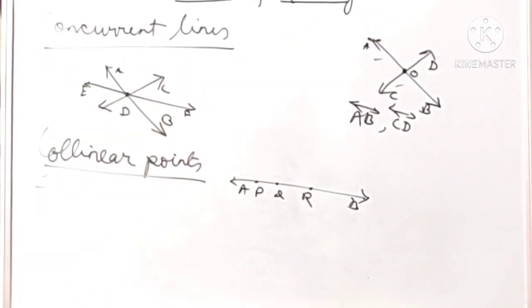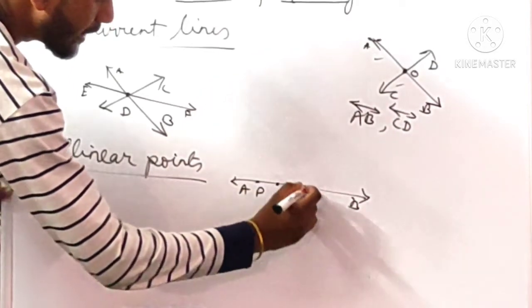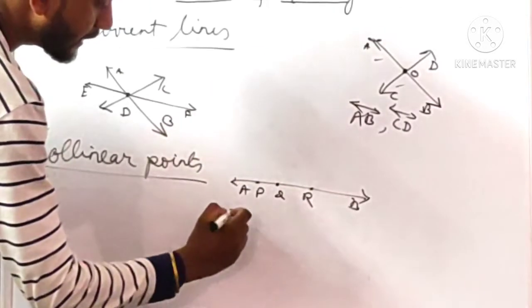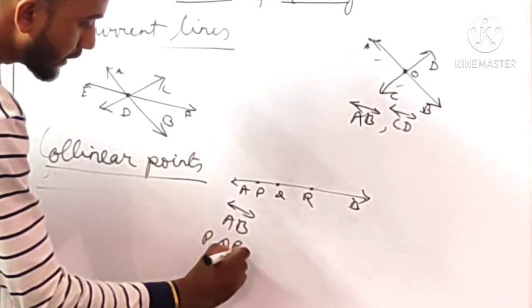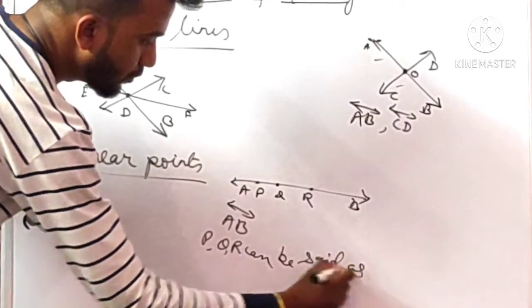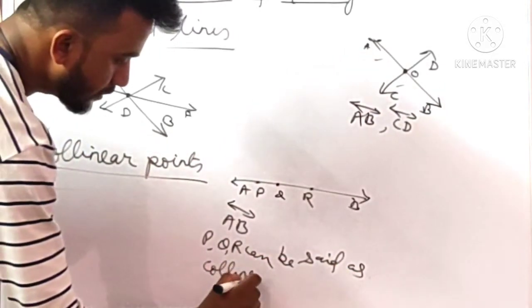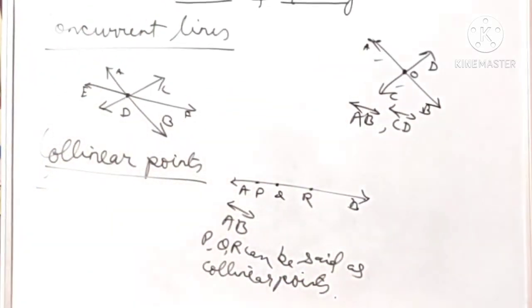So if the points are in the same straight line AB, P, Q are in the same straight line, so they will be said as what? Points P, Q, and R will be said as collinear points. You see that points P, Q, and R lie on the same line AB. So P, Q, R can be said as collinear points. Collinear points.